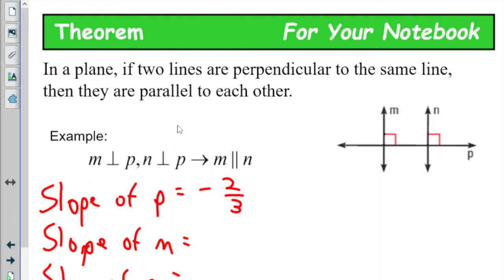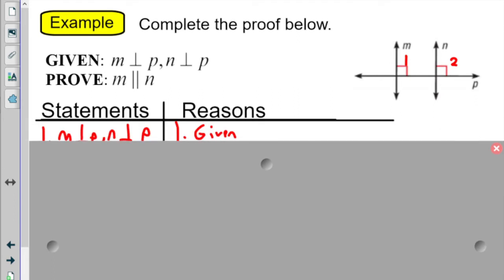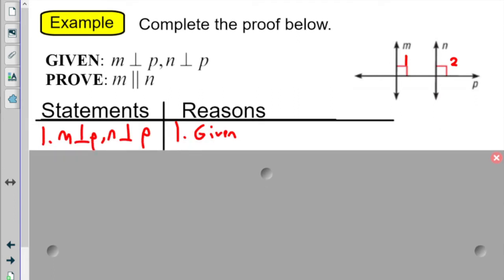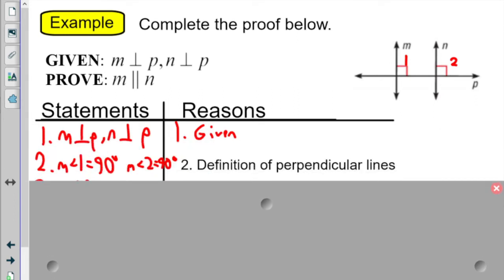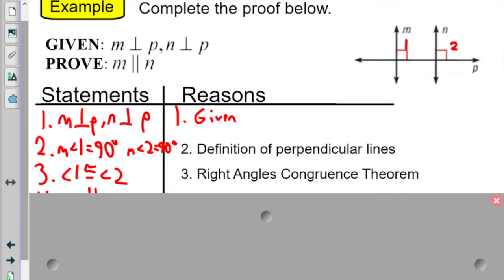So I'm going to explain this two different times. I'm going to explain this once with geometry, and I'm going to explain it once with algebra. So here's the geometry explanation. I know that the lines are perpendicular, so I'm going to say what that means. Perpendicular lines mean they make right angles. Right angles that both measure 90 degrees. Oh, if they both measure 90 degrees, that means they're congruent. So I have these two angles being congruent.